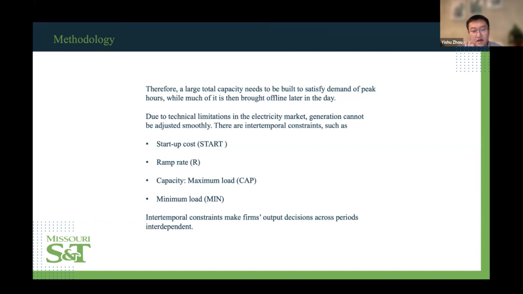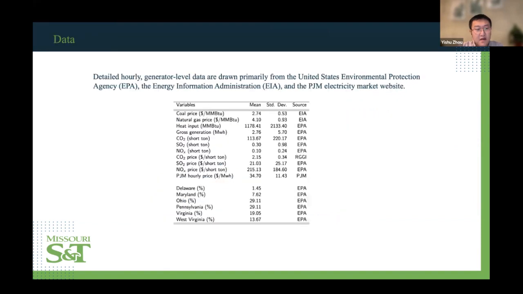And also we have maximum load, minimum load, those kind of intertemporal constraints. Because of these constraints, we should not treat firms' output decisions in different periods as independent. They should be considered as interdependent. We use detailed hourly data from the US EPA, EIA, and also the electricity market.